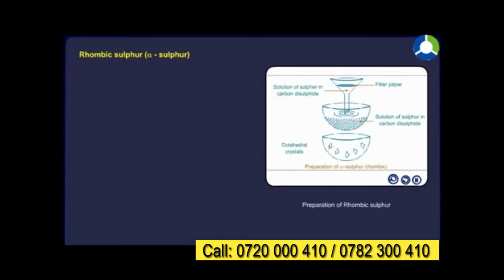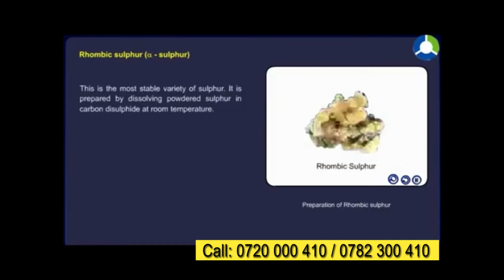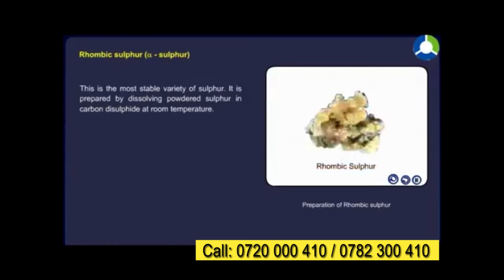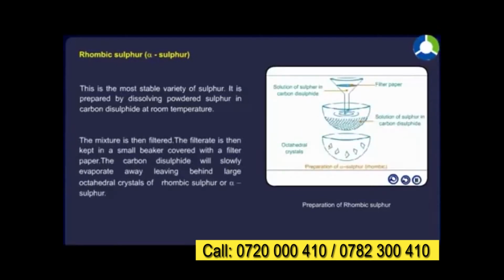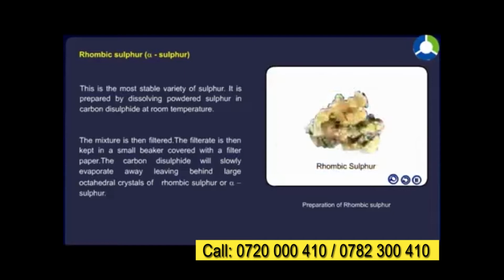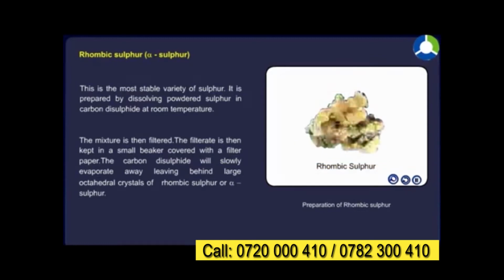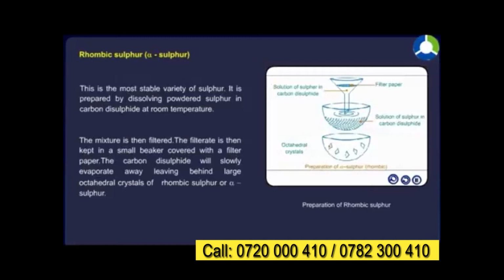Rhombic sulfur, alpha sulfur. This is the most stable variety of sulfur. It is prepared by dissolving powdered sulfur in carbon disulfide at room temperature. The mixture is then filtered. The filtrate is then kept in a small beaker covered with a filter paper. The carbon disulfide will slowly evaporate away, leaving behind large octahedral crystals of rhombic sulfur or alpha sulfur.